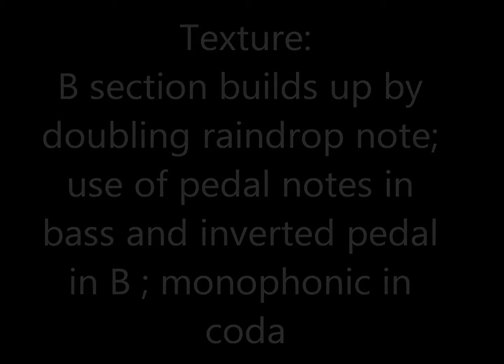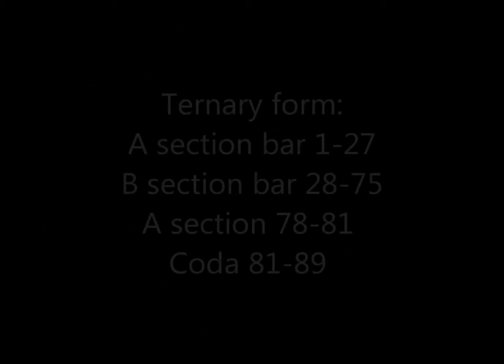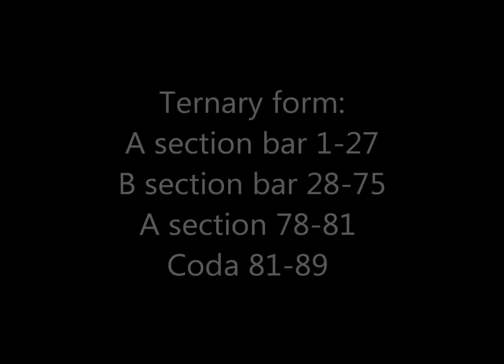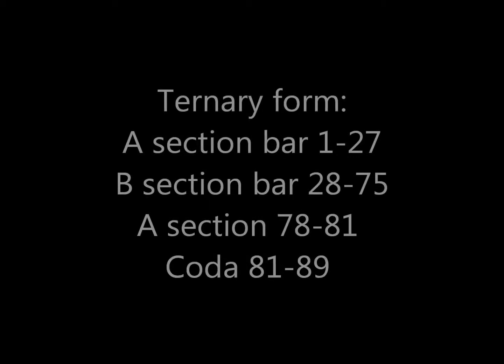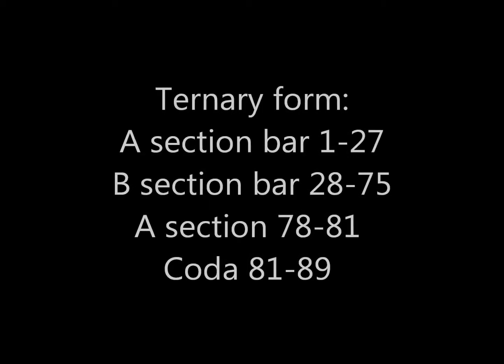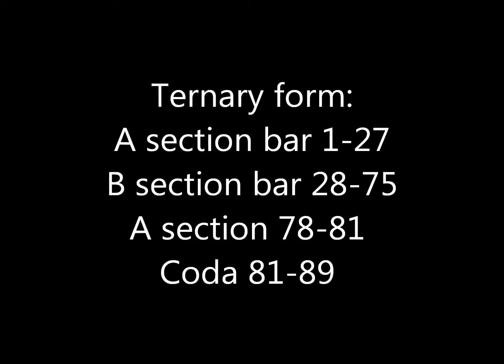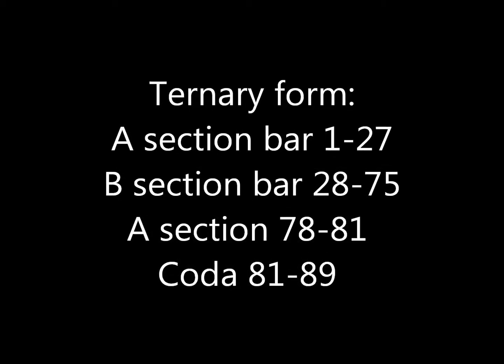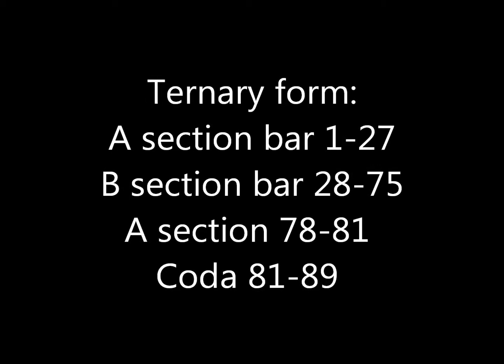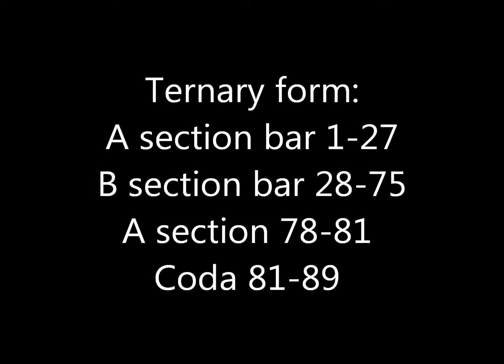Prelude No. 15 in D-flat major is in ternary form, and it's just 89 bars long in total. Ternary form just means in 3 parts. It has an A section, then a contrasting B section, then a returning A section. And this piece also has a final 4th section, which is called a coda.